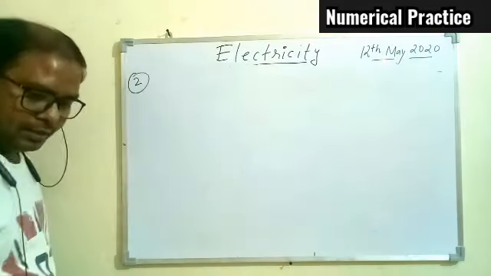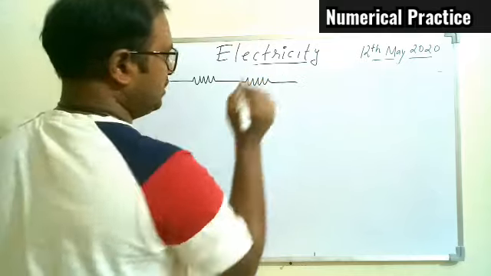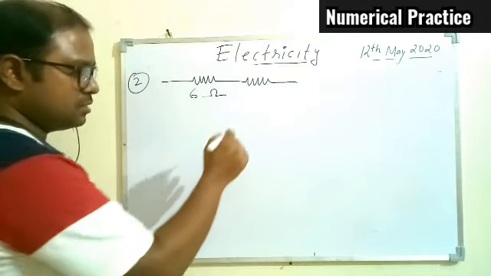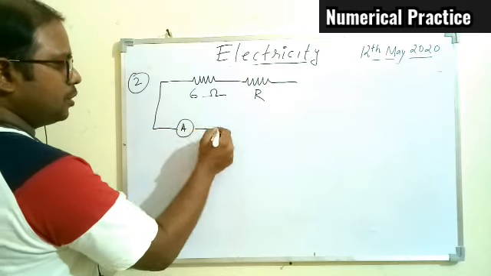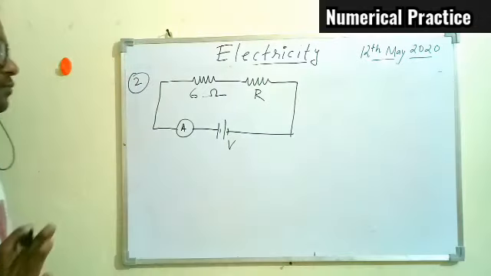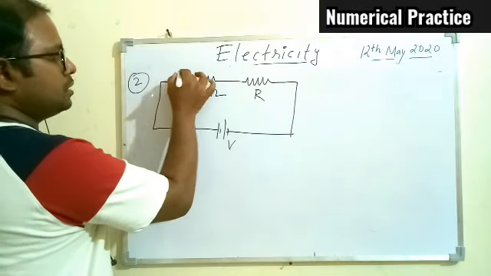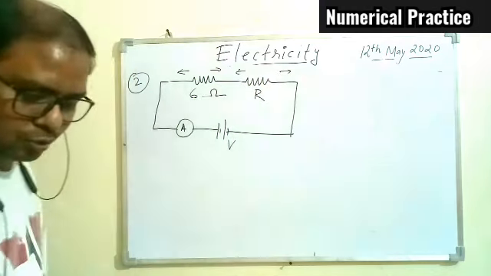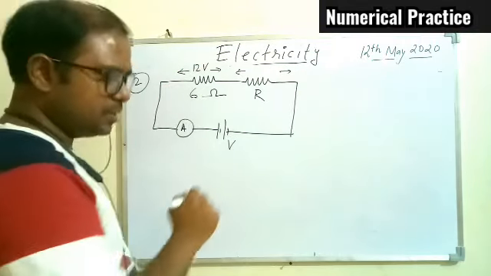Okay, so number 2, a circuit diagram is given here. The value of this resistor is 6 ohm, and the value of this one is R, which is not known to us, and this is connected with an ammeter and a power supply of unknown voltage. So we don't know how much the current is, we don't know how much the power supply is, but one thing is given here: the potential drop across this and across this. Across 6 ohm the potential drop is 12 volt, and across R the potential drop is 6 volt.